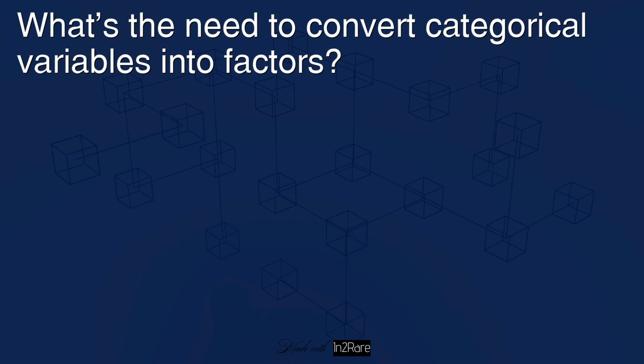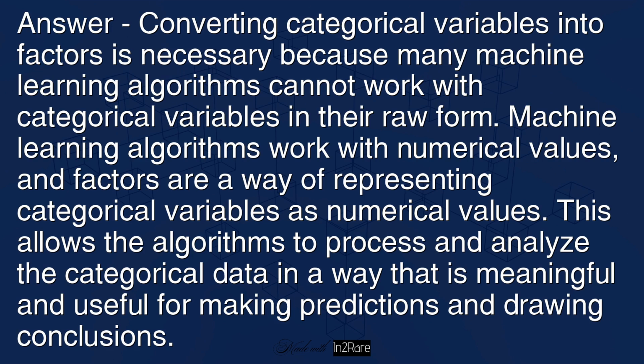What's the need to convert categorical variables into factors? Answer: converting categorical variables into factors is necessary because many machine learning algorithms cannot work with categorical variables in their raw form. Machine learning algorithms work with numerical values, and factors are a way of representing categorical variables as numerical values. This allows the algorithms to process and analyze the categorical data in a way that is meaningful and useful for making predictions and drawing conclusions.